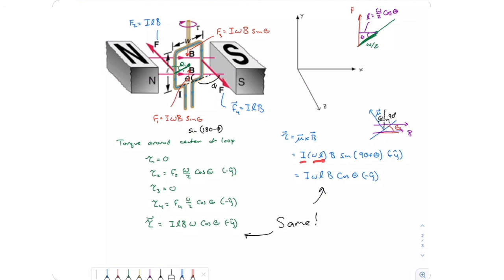The magnitude of that is I times the area. The area is W times L. And when I cross it into B, I get the magnitude of mu times the magnitude of B times the sine of the angle between them. And the angle between mu and B is my theta plus 90 more degrees. So I have to consider the angle that I'm using here. And sine of 90 plus theta is the same thing as cosine of theta. So I end up with an expression here that matches my expression there.